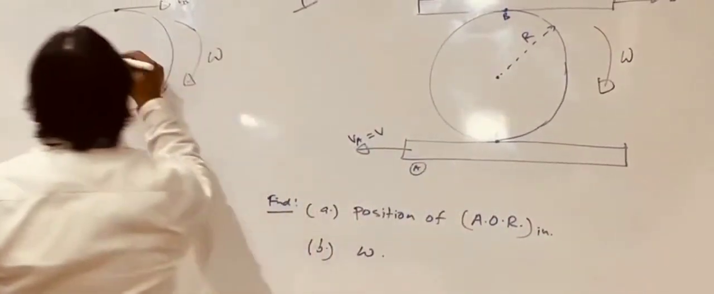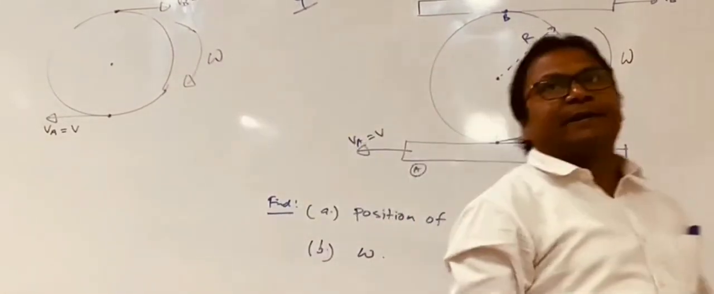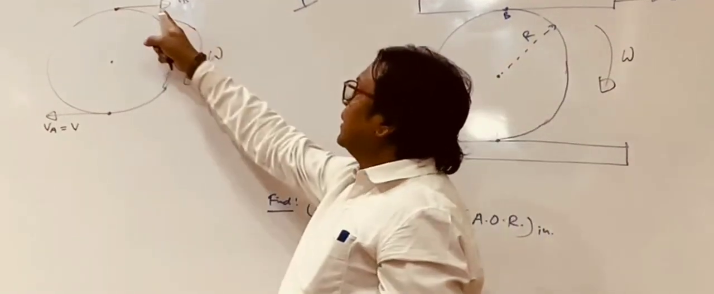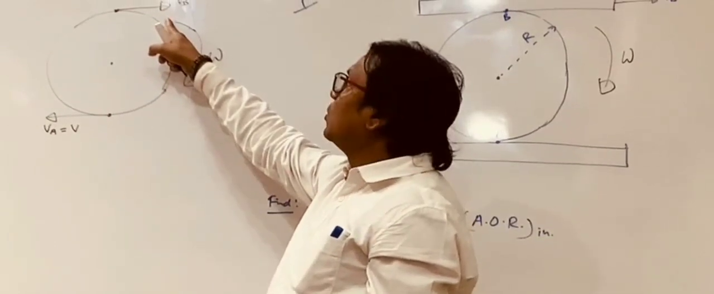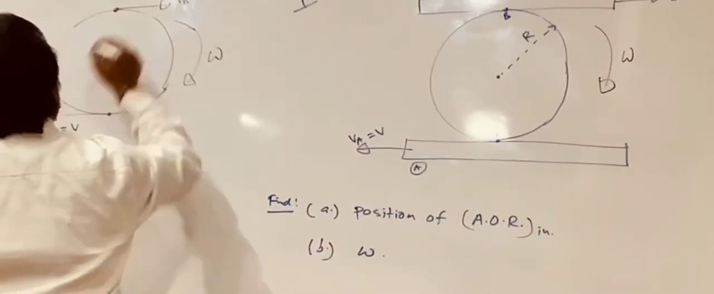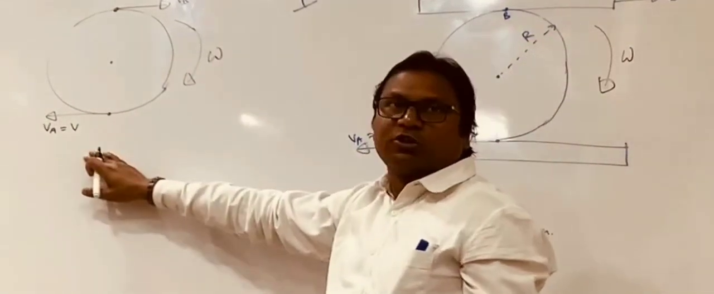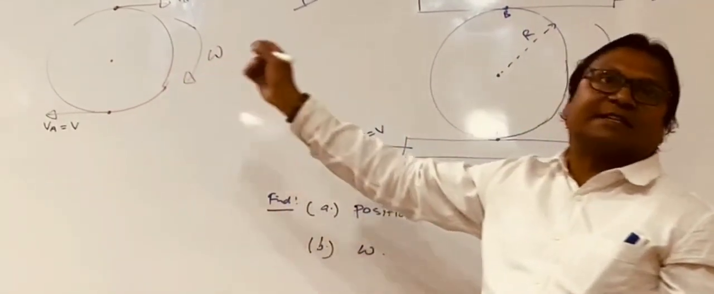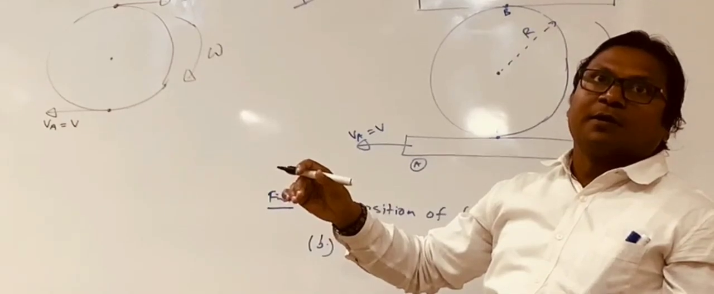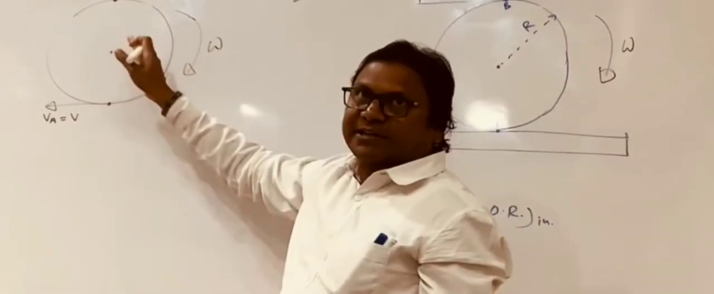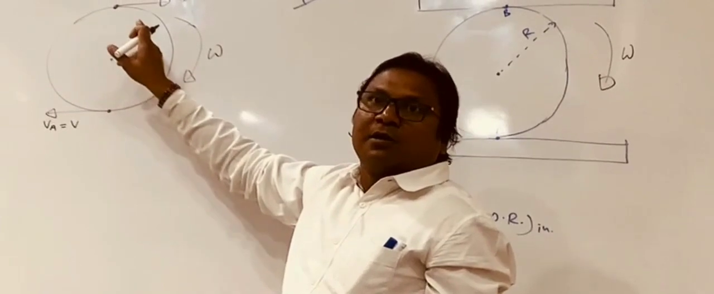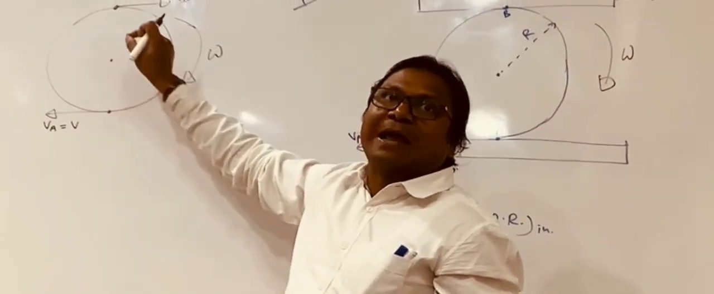Now in part 1 they have asked to find the instantaneous axis of rotation. We must know that if this is the velocity, the radius of the circle will make a 90-degree angle with this velocity, and with this velocity also the radius will make 90 degrees. The axis of rotation must lie somewhere on the line where these lines are intersecting. The point where the perpendicular line from this and the perpendicular line from this intersect will give you the position of the axis of rotation.